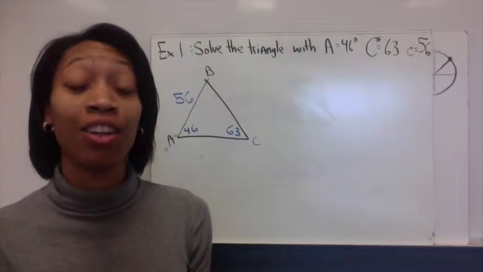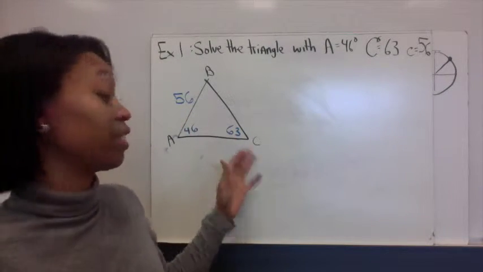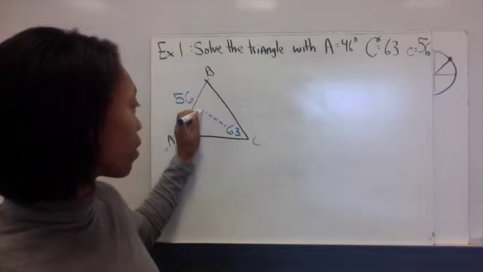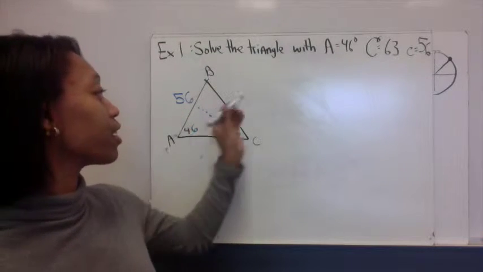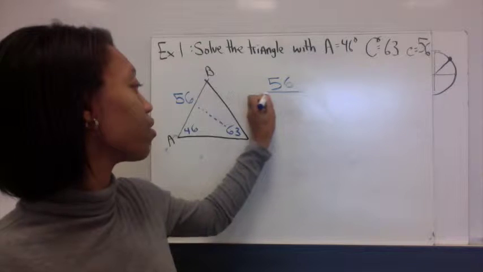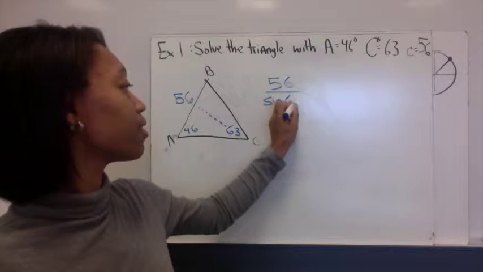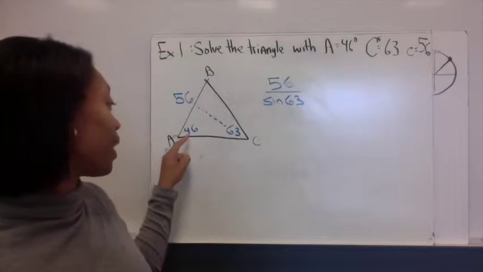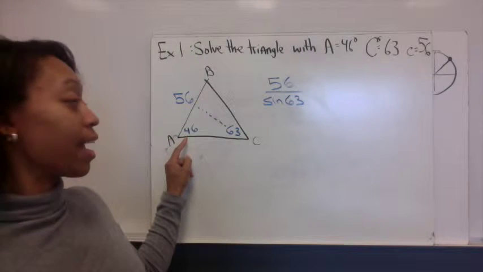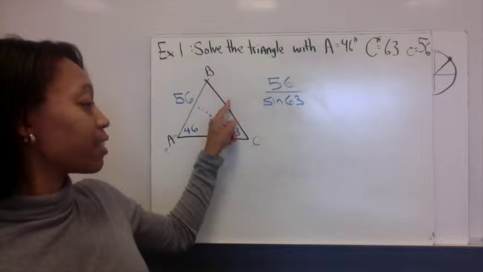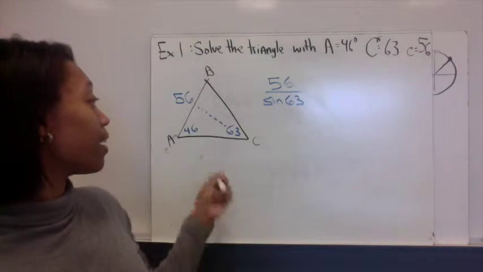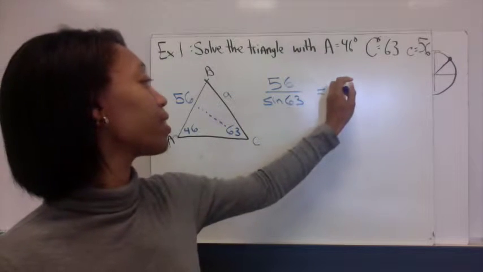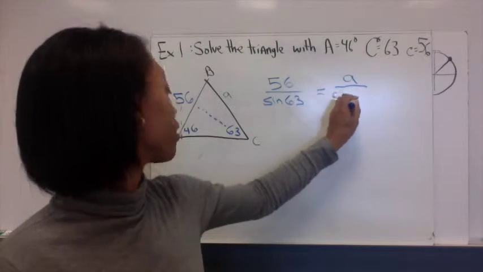To set up the law of sines, we have to use the angles and the sides that are opposite each other. So I can see that the 63 degree angle is directly opposite the side 56. So I'm going to say 56 over sine 63. Now we need another corresponding pair. Let's use this 46, angle A, and we'll use it to find the side that corresponds. Up here would be side a. So I'm going to use the sine of 46 with the side a. I have a over the sine of 46.